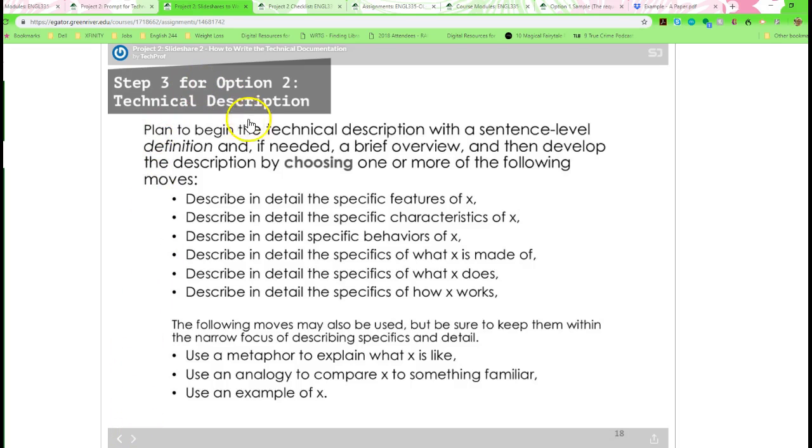Step 3 for option 2, plan to begin the technical description with a sentence level definition and if needed a brief overview, and then develop the description by choosing one or more of the following moves, and it gives you these rhetorical moves.